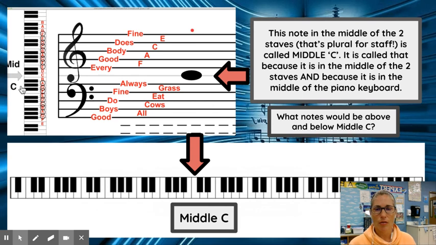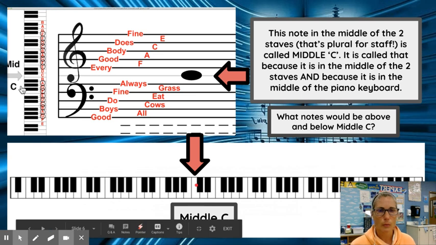Now when we see a big staff with notes or lines up here, but also 5 lines down here, we call this the grand staff. The grand staff has a treble clef and it has a bass clef. And the note that's right in the middle on this gray line here is called middle C. The reason it's called middle C is it is in the middle of these 2 staffs. And it also refers to this note on the piano called middle C.